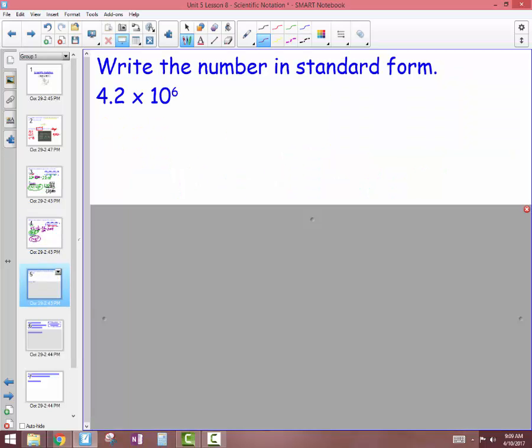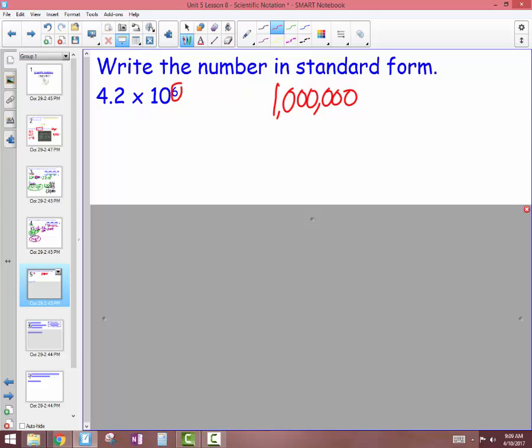Writing the number in standard form then should actually be the simpler task here. If I have 4.2 times 10 to the 6th, notice I see a positive exponent, 10 to the 6th. I actually know 10 to the 6th is a 1 with 6 zeros after it. So if I'm going to take 4.2 times a million, I know I'm going to get a pretty big number.